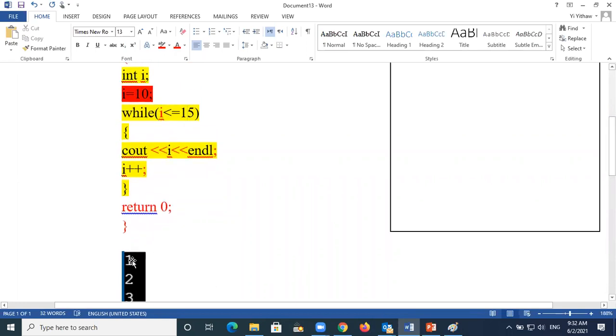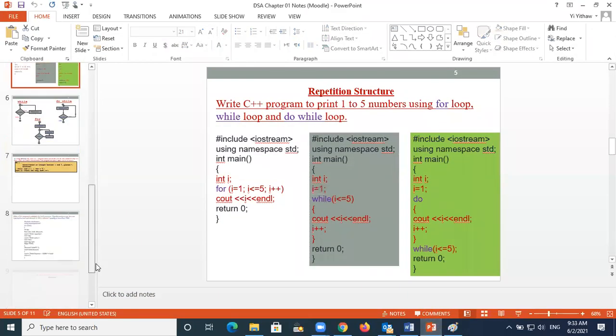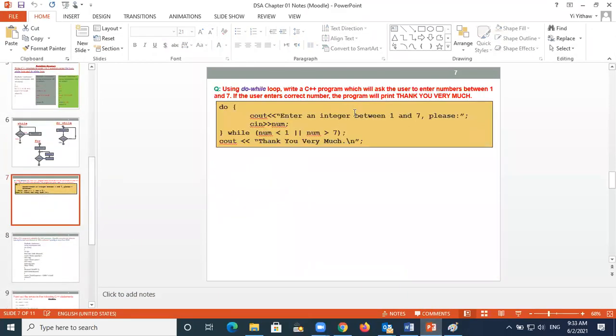Miss, can I ask a question? Miss, in this part, how many questions will come? Two questions. This is a 2 marks question. Another question is this one, 3 marks. This question will come for 3 marks. So only 2 questions.